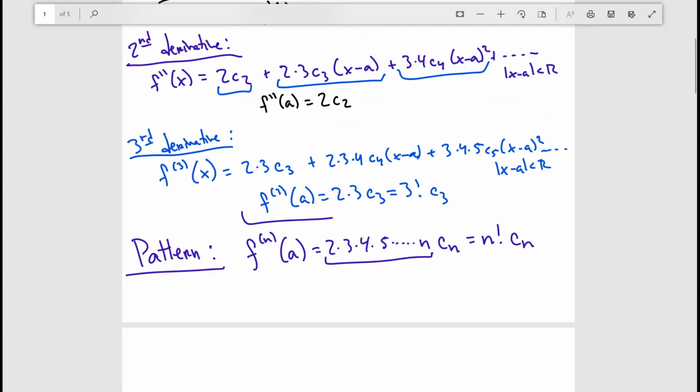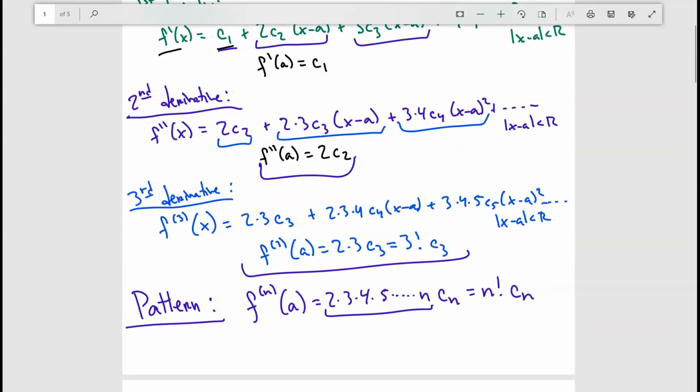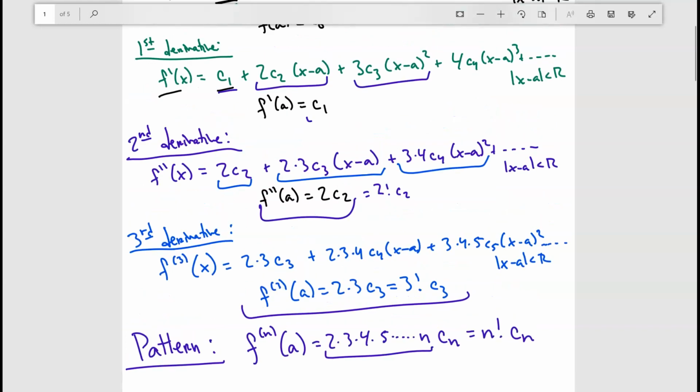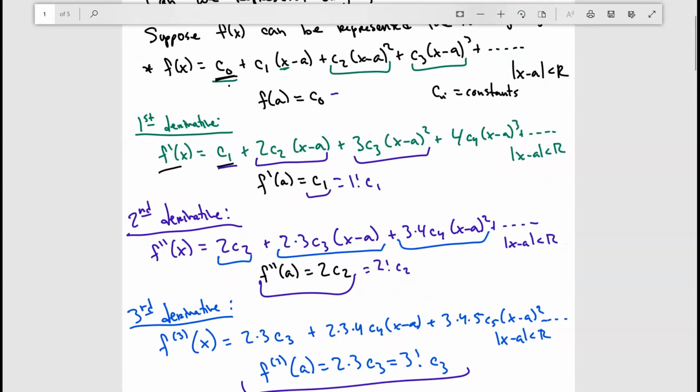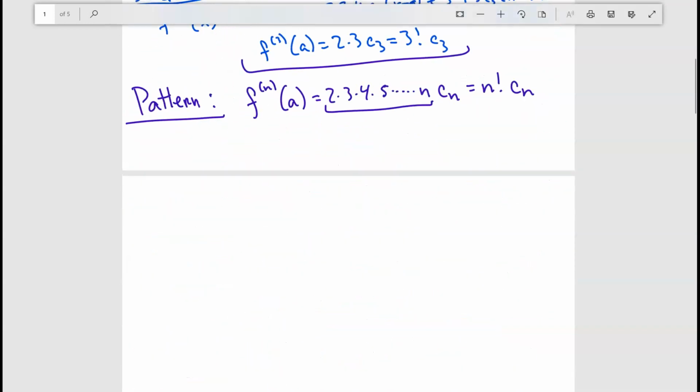So that's the pattern that we've been noticing for all of these things, because this is just 2 factorial C2. This is just going to be 1 factorial C1. Oh, I wonder what this is. Well, this is going to be 0 factorial C0. And remember that 0 factorial is equal to 1. Okay, so you see this type of pattern.